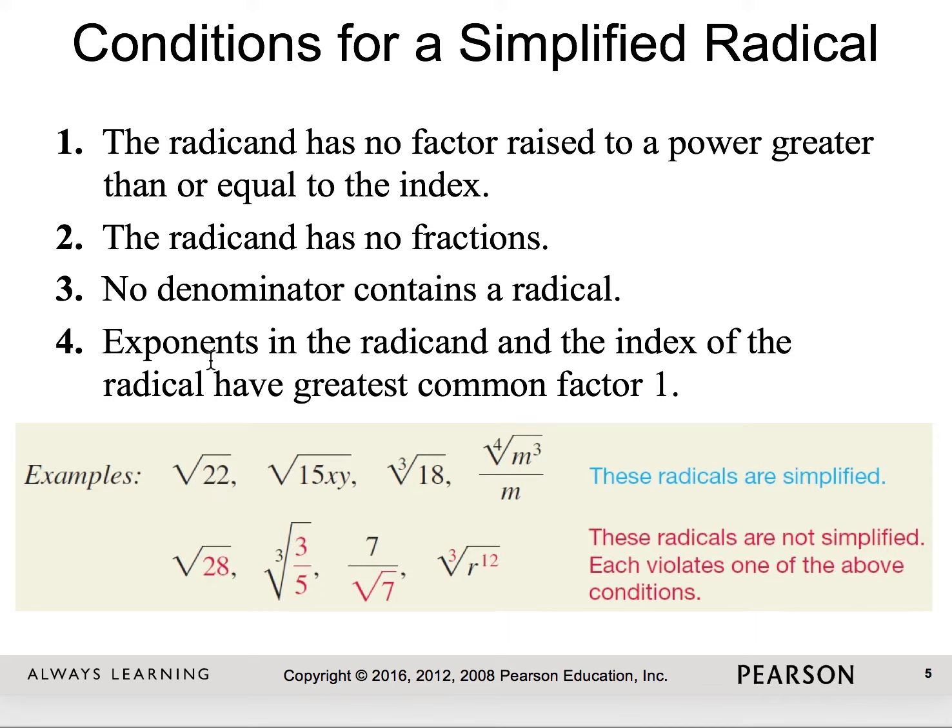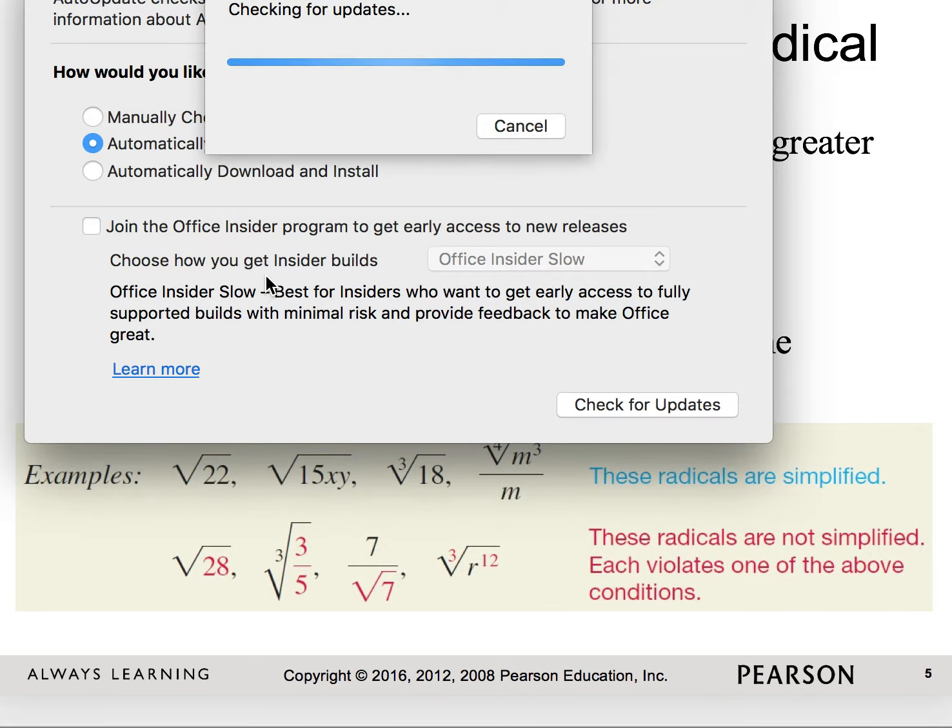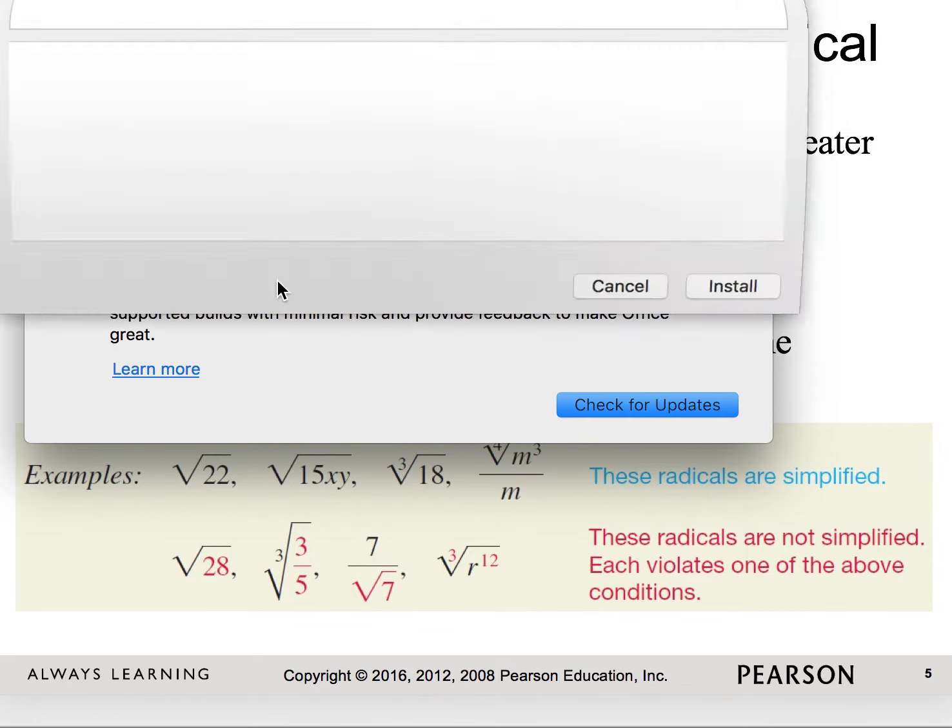Okay, so the exponents in the radicand and the index have to be prime. They can't have any factors in common other than 1, meaning they're prime. We were basically already discussing that, except remember, no fractions can be left under a radical, which means no denominator can have a radical.